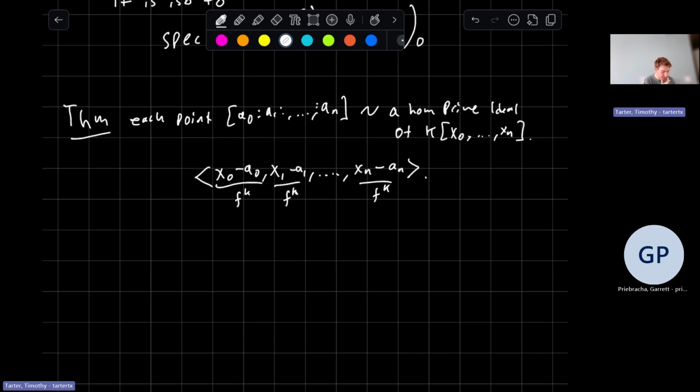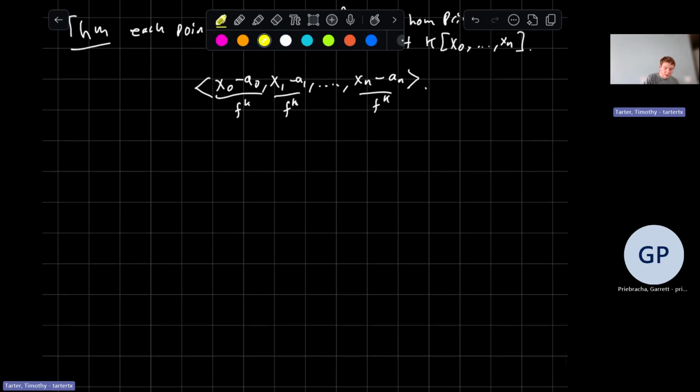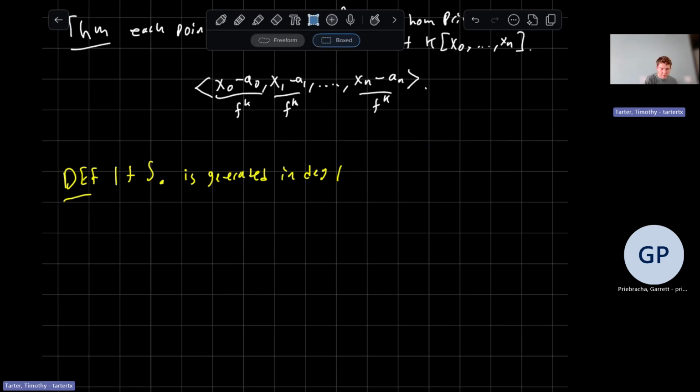So we now figure out the right definition of the vanishing scheme, in analogy with the vanishing set. So we will be defining a closed subscheme. So definition, if S is generated in degree 1, meaning that S plus is equal to a direct sum of S1. It's generated in degree 1. And F in S plus is homogeneous.